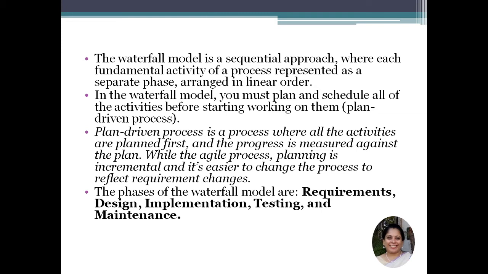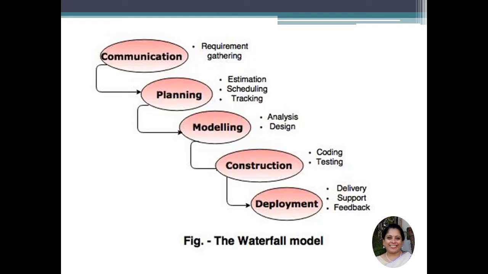So here we have seen the generic process: communication, planning, modeling, construction and deployment, and how the waterfall model is going to work. Communication is basically communicating with the client, gathering the requirements from him. In the planning, we try to give him the estimate, the budget, and the schedule, whether this project will go on for so many months, 6 to 8 months or so. Then we track after every month whether it is going on a proper track, what activities are going on.